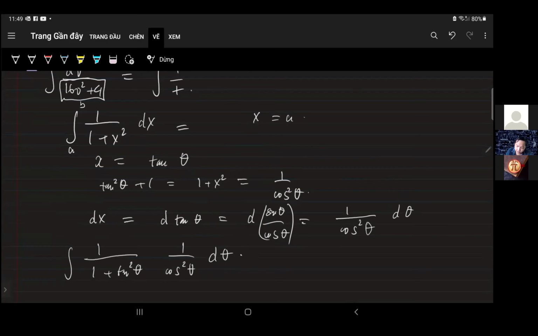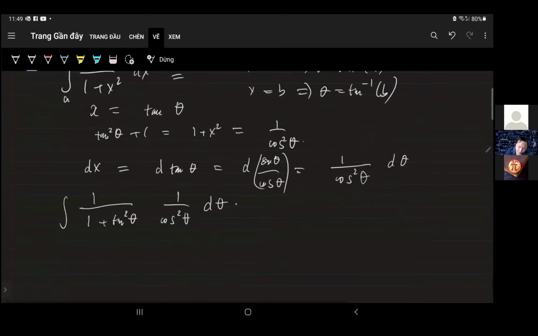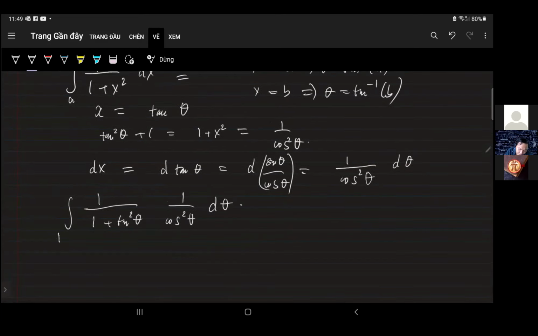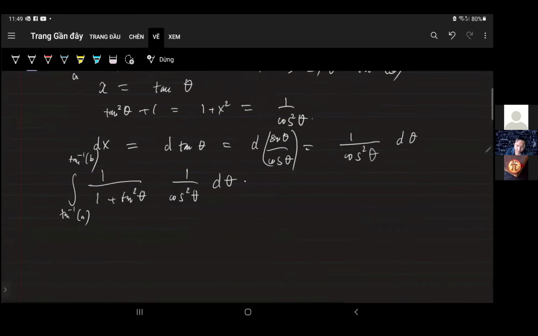So then what is theta? Theta equals the inverse function of tangent of a, right? Because x equals a means that tan of theta equals a, and then you take the inverse function. And when x equals b, theta becomes the inverse tangent of b, right? So if you plug in here, you have inverse tangent of a and inverse tangent of b.